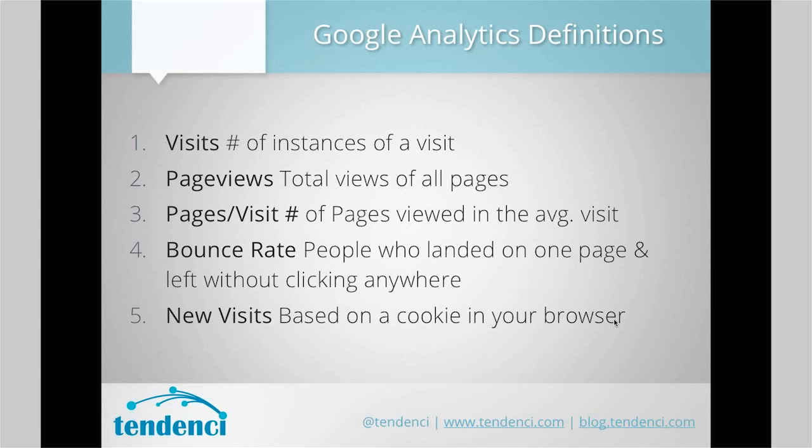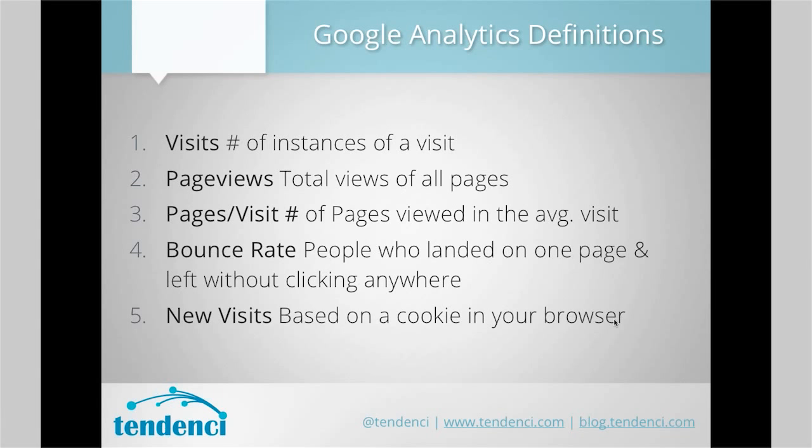The third one on our list, pages per visit, are the number of pages viewed in the average visit. So the average person to your website visits, however many pages, 2 pages, 3 pages, 4 pages. We'll talk a little bit about benchmarks in just a second of kind of what is a good number for these.